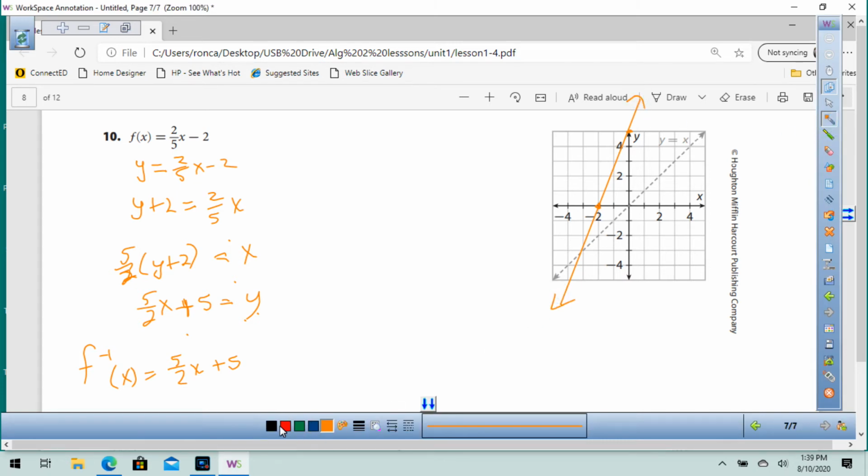I guess we kind of need to graph the other one, the original. Minus 2 would be right there. And then 1, 2, 3, 4, 5.